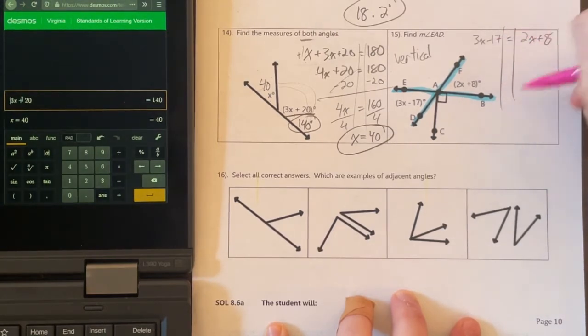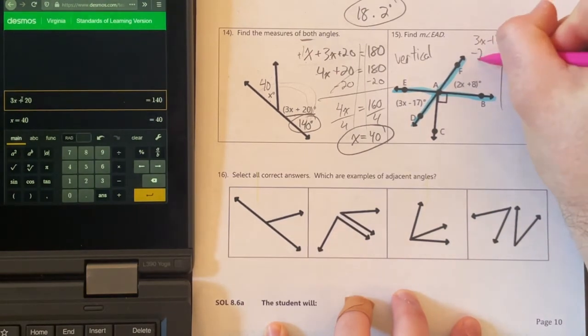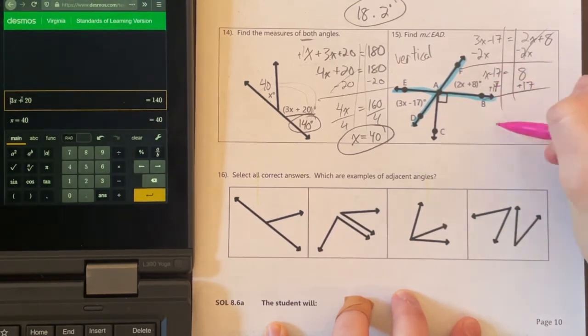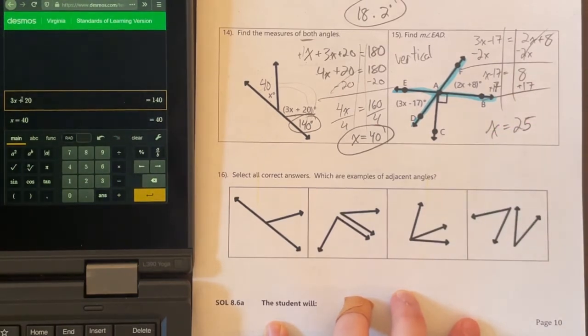I have variables on both sides. Get rid of the lowest coefficient. So I'm going to add the opposite to both sides. I'm going to subtract 2x from both sides. That gives me x minus 17 is equal to 8. Add 17 to both sides. I have x is going to be equal to 25. However, I don't circle that because that's not my answer.